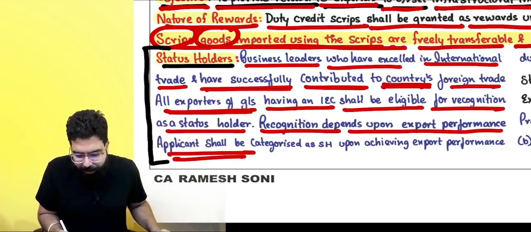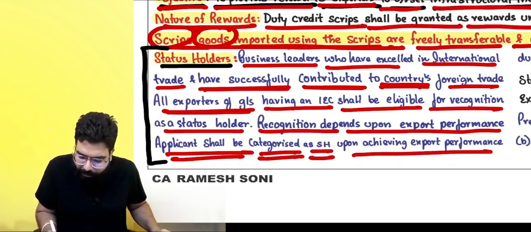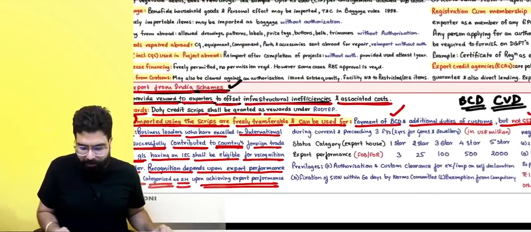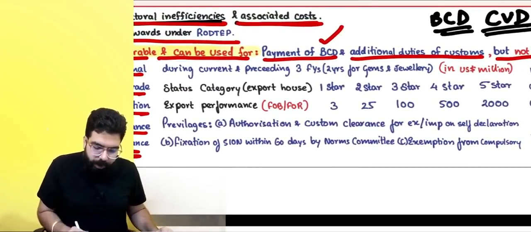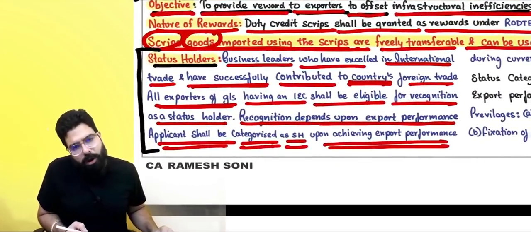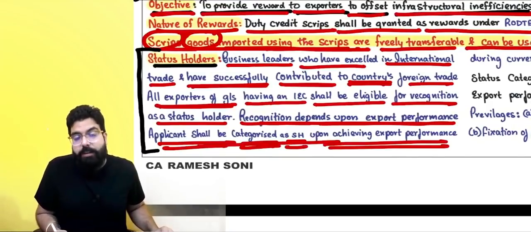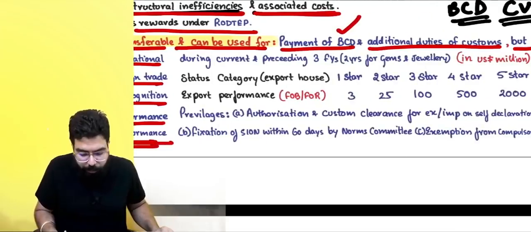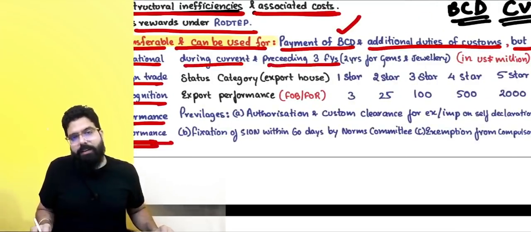Applicant can be categorized as status holder upon achievement of export performance. Okay, sir, point is clear. Now, sir, upon achieving, it is telling over here that recognition depends upon export performance, and the applicant shall be categorized as status holder upon achievement of export performance during the current year and preceding 3 financial years.